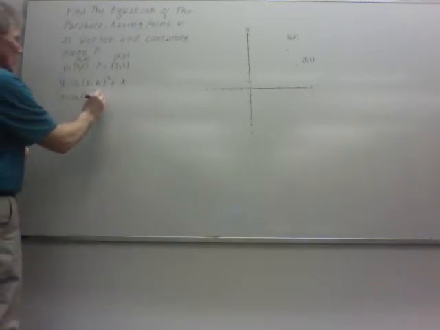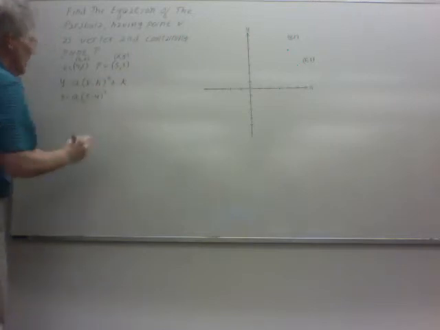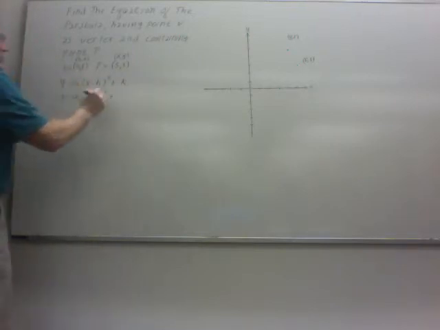So what I'm going to do now is take these numbers and plug them into this formula. Well, y is 3, equals a times x, which is 5, minus h, which is 4, the quantity squared, plus k, which is also 5. Everybody okay where the numbers go?